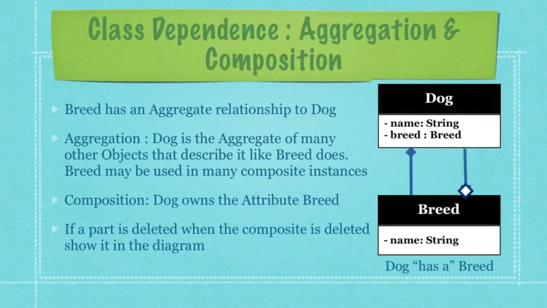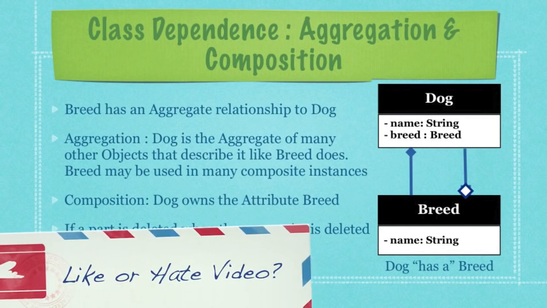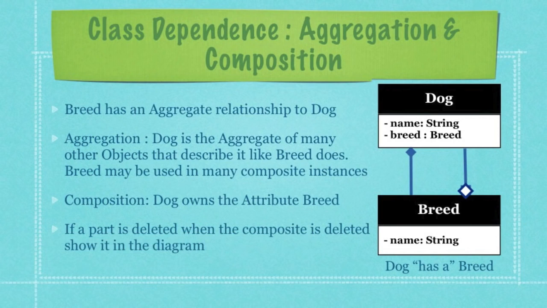Then we get into another level of dependence, and this is known as aggregation versus composition. And in most situations, aggregation and composition relationships are going to occur between two objects at the same time. So in this example, breed has an aggregate relationship towards dog. Every dog is going to have a breed of some sort or another. And then, to look at this further as an aggregation, dog is the aggregate of many other objects that describe it like breed does. Breed may be used in many different composite instances.